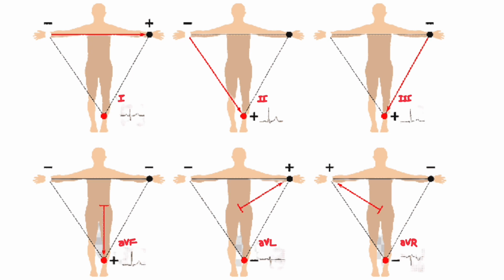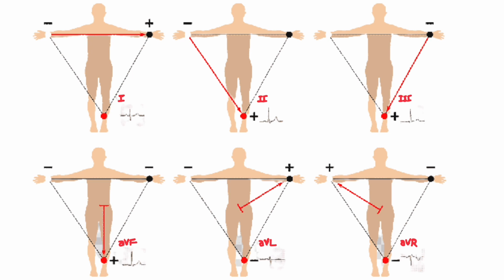Lead 2. It records the voltage difference between the right arm and left leg, with the right arm electrode as negative and the left foot electrode as positive. Lead 3. Between the left leg and left arm. The left leg electrode is positive and the left arm is negative. The left arm electrode in case of lead 1 is positive, but in lead 3 it is negative.